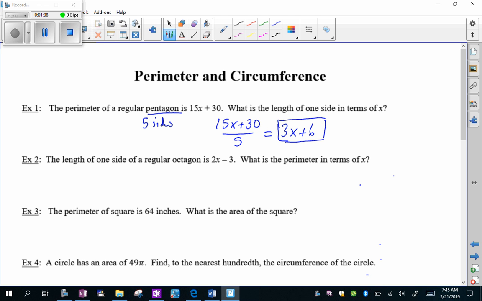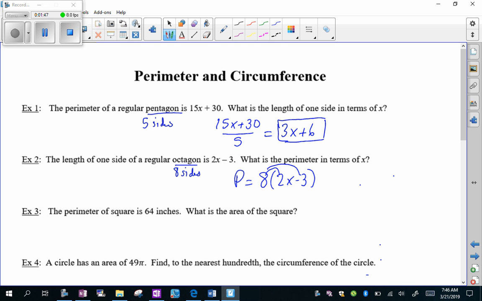Okay, example 2. Example 2 says the length of one side of a regular octagon, 8 sides, is 2x minus 3. What is the perimeter in terms of x? Well, for this example, we have the one side and we want to know the perimeter. So what we can do is multiply 8 times 2x minus 3. Just remember our distributive property, multiplication across addition and subtraction.